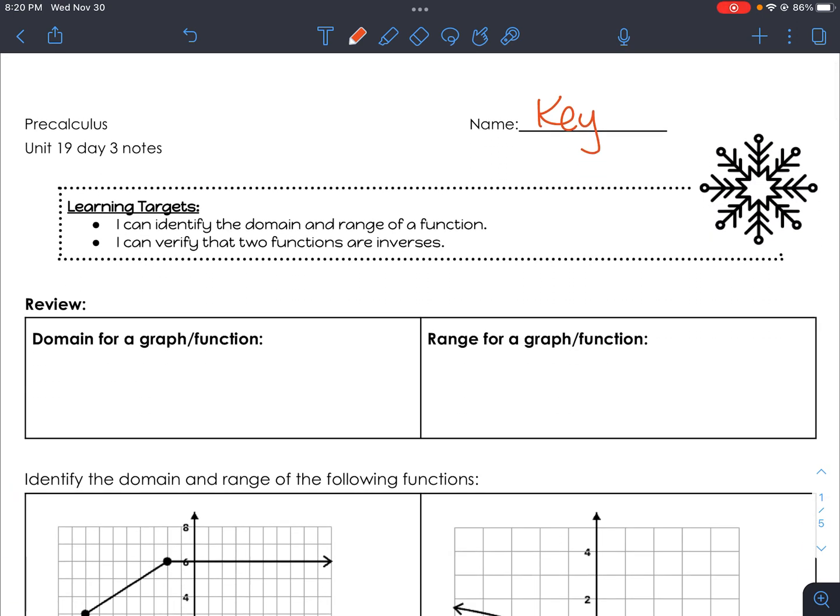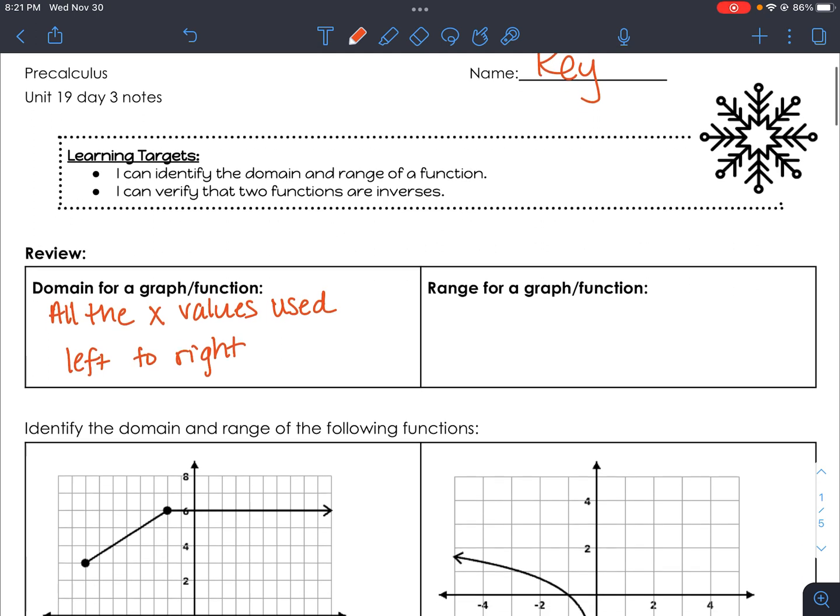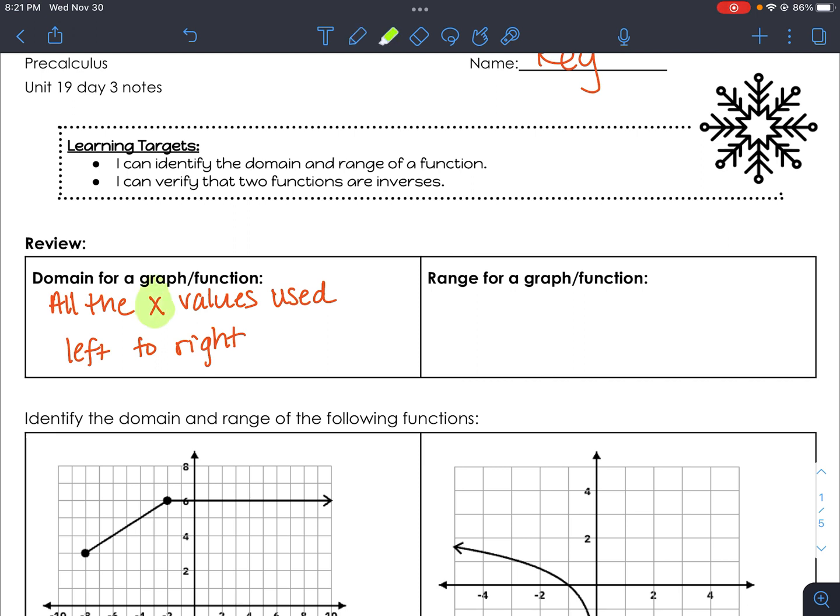Anyways, when you're looking at the domain of a function or a graph, you're looking at all the x values used. Sometimes we're looking for specific numbers, and sometimes it's positive infinity or negative infinity. We're looking from left to right. If you ever have something with arrows, we think of negative infinity to positive infinity. But the focus is we are looking at all the x values used to make that graph.